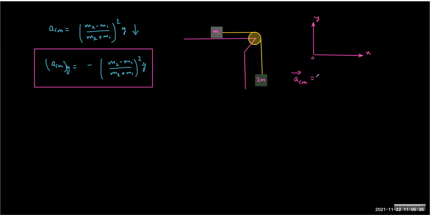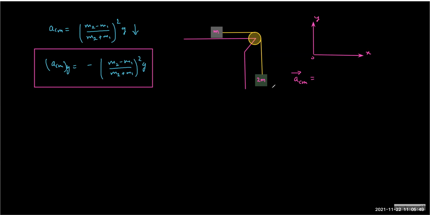So minus 2g by 9. Minus 2g by 9. 2g by m. 9, 9. But that's it. Yes. It's definitely wrong. Okay, so look at this.